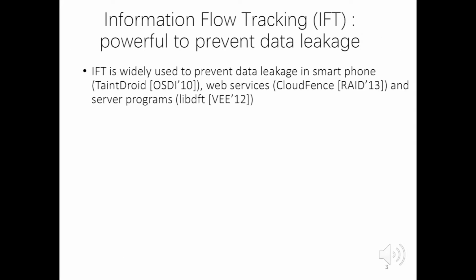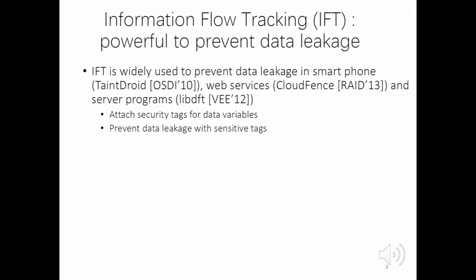So information flow checking is a powerful technique for preventing such kind of data leakage. The idea of this technique is to attach security tags to sensitive data and prevent data output with these tags. It has been applied in smartphones, web services, and server programs. For example, TaintDroid, a famous IFT system in Android, uses IFT to protect sensitive user data, such as GPS and contact information, from leaking out of the cell phone.